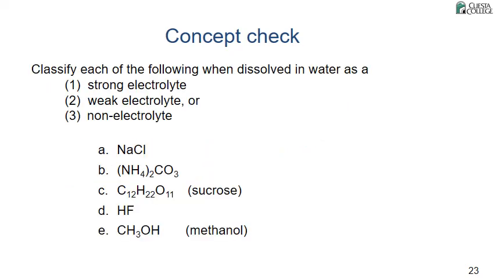Here's another concept check. Of the 5 substances listed below, classify each one as strong electrolyte, weak electrolyte, or non-electrolyte. Pause the video and then resume to figure out what the answers are.